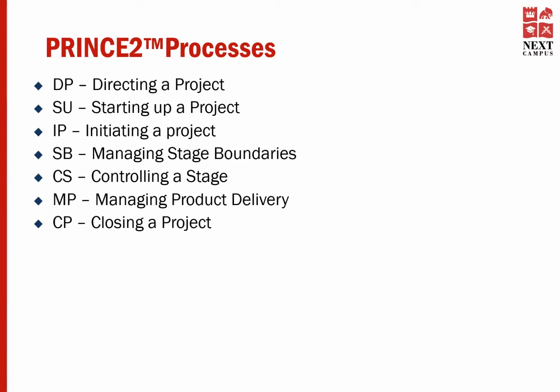The first one is called DP. DP stands for directing a project. The second process is SU, that is starting up a project. Third, IP, which means initiating a project. Fourth, SB. SB stands for managing stage boundaries. Fifth, CS, that is controlling a stage. Sixth, MP, managing product delivery. Seventh, which is the last process in Prince2, is closing a project.